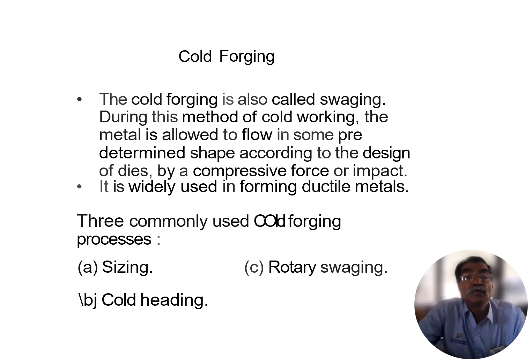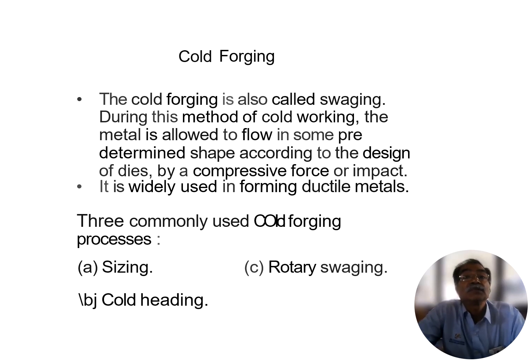Next is cold forging. It is also called swaging. During this method of cold working, the metal is allowed to flow into some predetermined shape according to the design of dies by a compressive force or impact. It is used for forming ductile metals. Commonly used cold forging processes are sizing, cold heading, and rotary swaging.